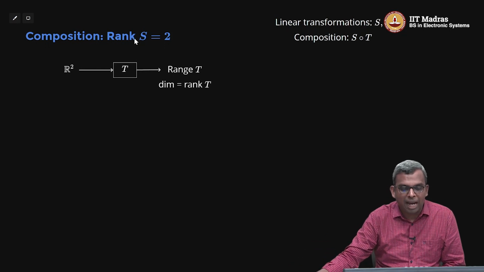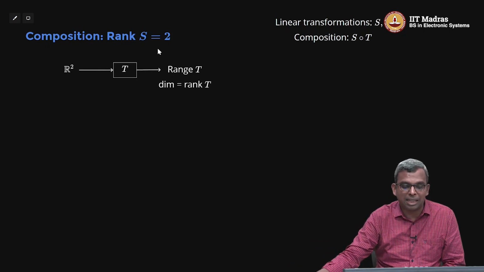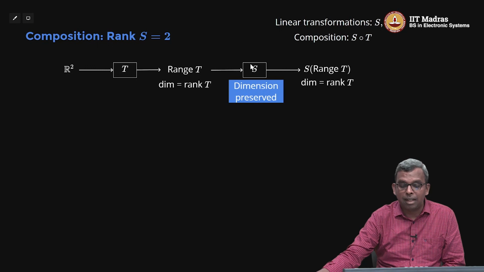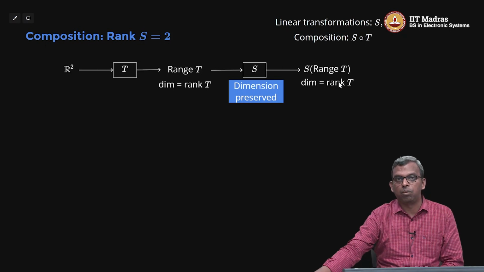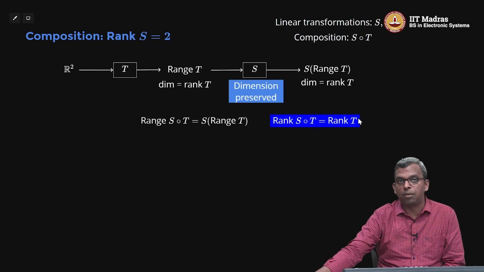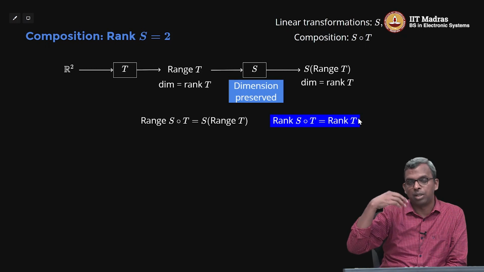Okay. So now, when rank S is 2, T may be general, right? T may do something. T may do whatever it does. So R2 through T gives you range T, and the dimension is rank T. And then range T goes through S, and you get S of range T. You can't say much more beyond this. Okay. So it depends on what range T is, and it goes through S. But dimension is preserved here. So whatever the range of T's rank may be, the same rank is preserved when you go to S of range T. So dimension is preserved, so the dimension becomes rank T. Okay. So you can find the rank of S cross T to be rank T. So previously when you had rank of S cross T, it was the same as rank S.